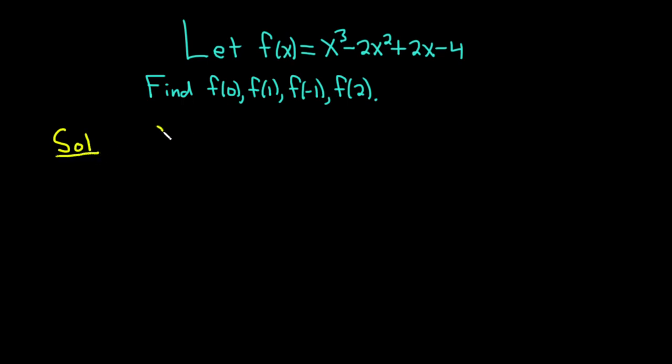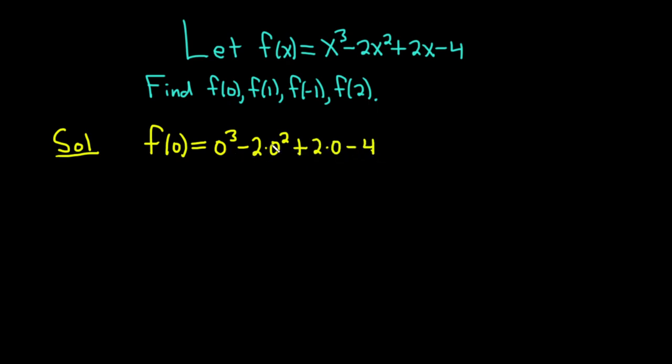Let's start with f of 0. So f of 0 means we want to evaluate our function f at the x value 0. So we replace all of the x's in our formula for f of x with zeros. So this is equal to 0 cubed minus 2 times 0 squared plus 2 times 0 minus 4.